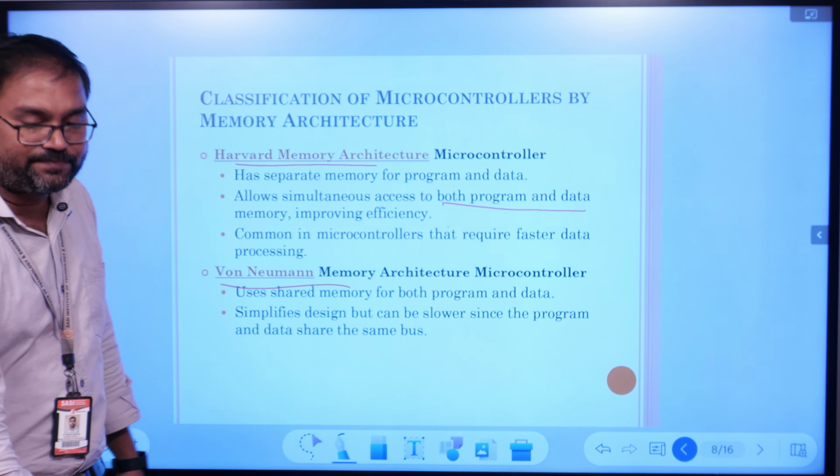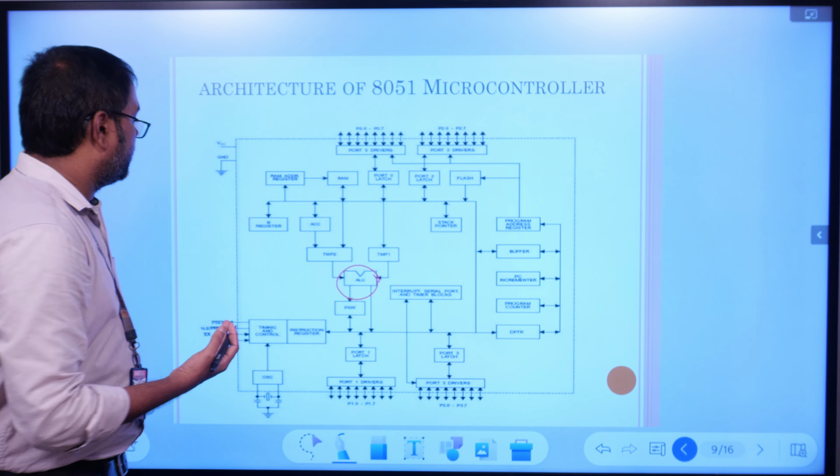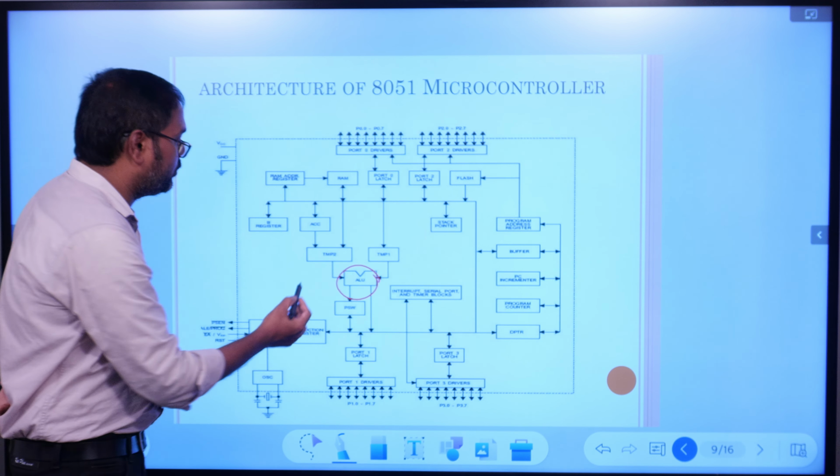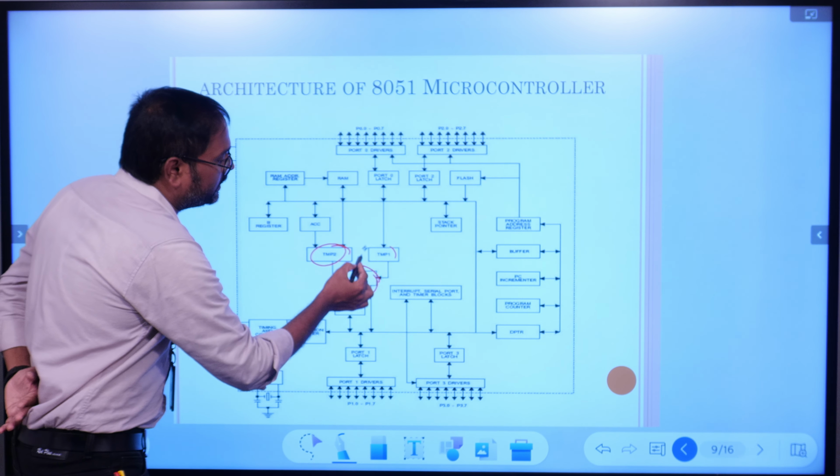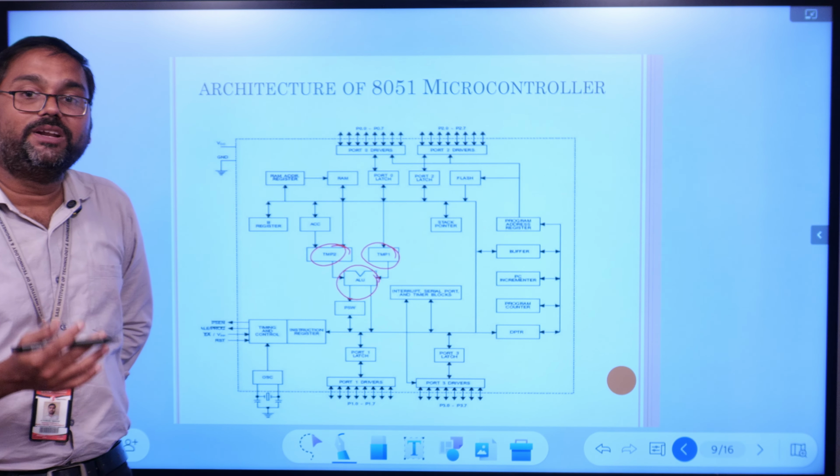And coming to the next topic, this is the architecture of the 8051 microcontroller. The figure shows the internal architecture. Here we have different components. The major component here is the ALU, that is the arithmetic logic unit. It can perform any arithmetical operations or logical operations. So basically this is the brain of the microcontroller. And for performing ALU operations, we have two temporary registers, TMP1 and TMP2.